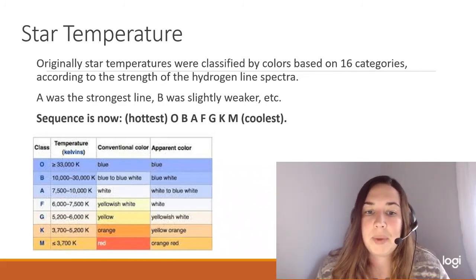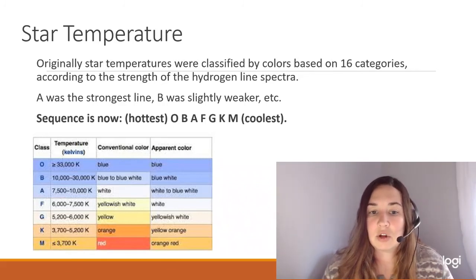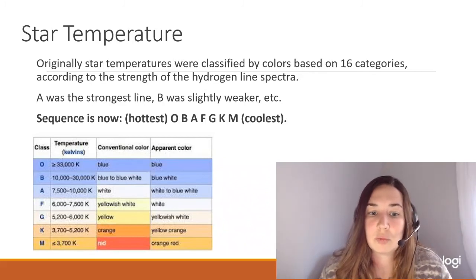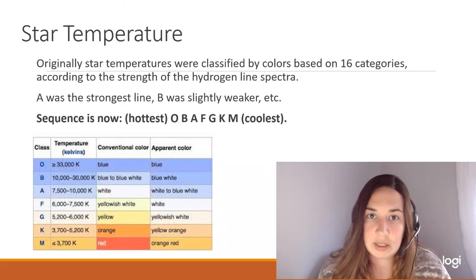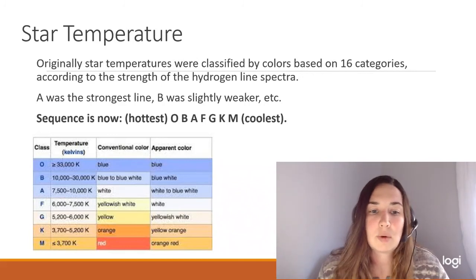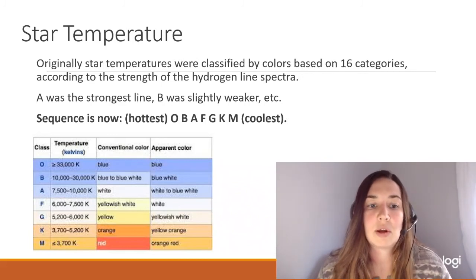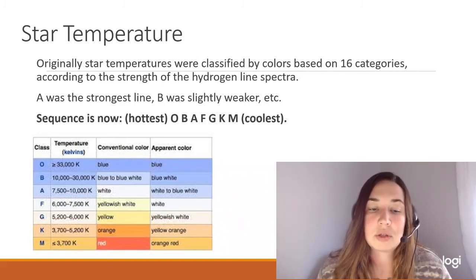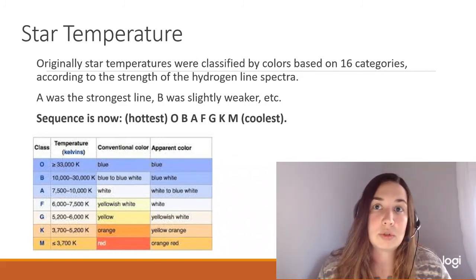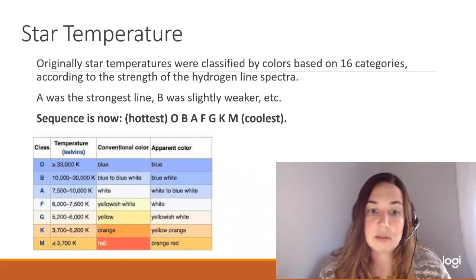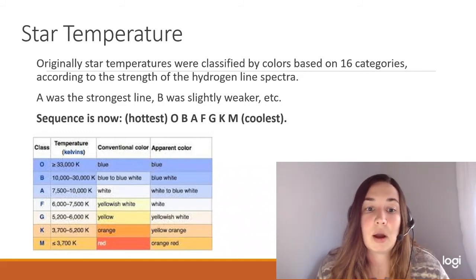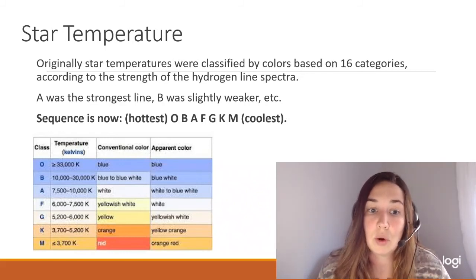So what might appear in the sky is your apparent color, where your conventional color is more like what it would be more conventionally known as. So let's go through and look at a few of them here. Our class O, remember O is our hottest. That is falling at greater than or equal to 33,000 kelvins, and this is going to be our blue stars. Our blue stars are going to be our hottest stars, and they're classified as O's.